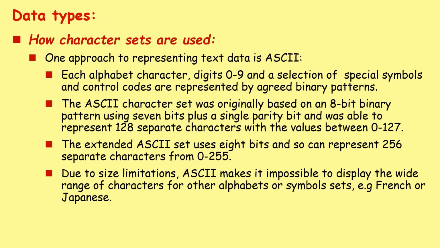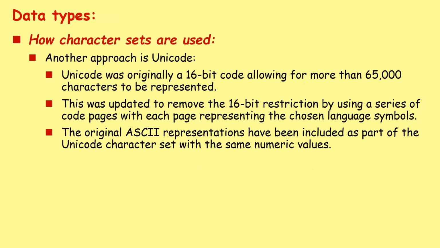Due to size limitations, ASCII makes it impossible to display the wide range of characters for other alphabets or symbol sets, for example French or Japanese. A more modern approach is Unicode. Unicode was originally a 16-bit code allowing for more than 65,000 characters to be represented. This was updated to remove the 16-bit restriction by using a series of code pages, with each page representing the chosen language symbols. The original ASCII representations have been included as part of the Unicode character set with the same numerical values.